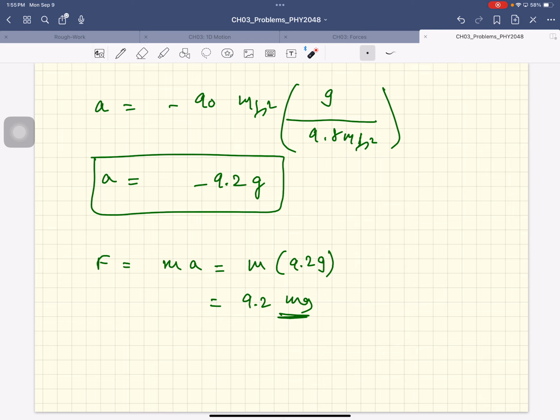Okay? So if you're experiencing a force of 10 g's, the stopping force is 10 times your body weight. And it turns out that 20 Gs are bad for your health. All right.